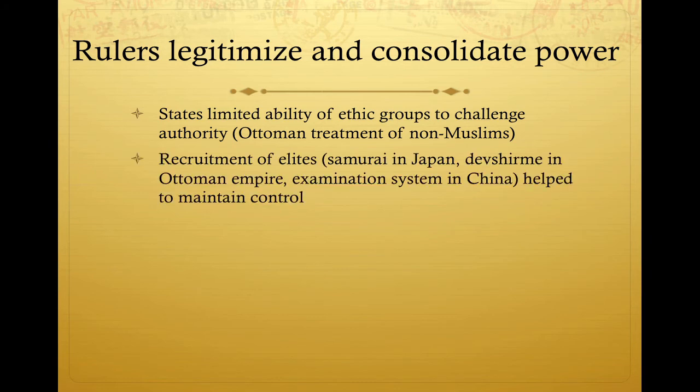We have recruiting elites, such as the samurai in Japan, the devshirme in the Ottoman Empire, or the examination system in China, helping to maintain control in terms of creating an elite class that is dependent on the government for its power and helps to reinforce it. And the use of tribute collection, and that is also a source not only of money for the government, but also reinforcing its power.